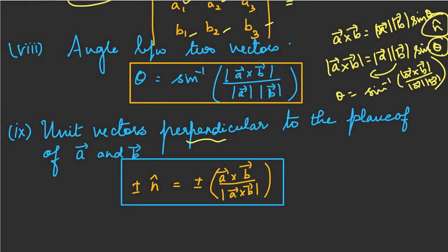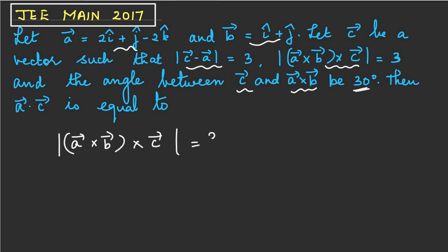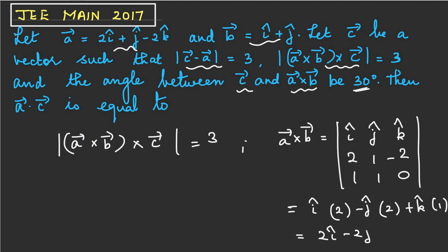Unit vector which is perpendicular to the plane of both. a vector is given, b vector is given, mod of c minus a is given, mod of a cross b cross c is given. The angle between c vector and a cross b vector is 30 degrees. Then a dot c is equal to? We know that the modulus of a vector cross b vector cross c vector is equal to 3. a vector cross b vector is given in the form of determinants, which is equal to i cap into 0 plus 2, so that is 2 i cap minus 2 j cap plus k cap.